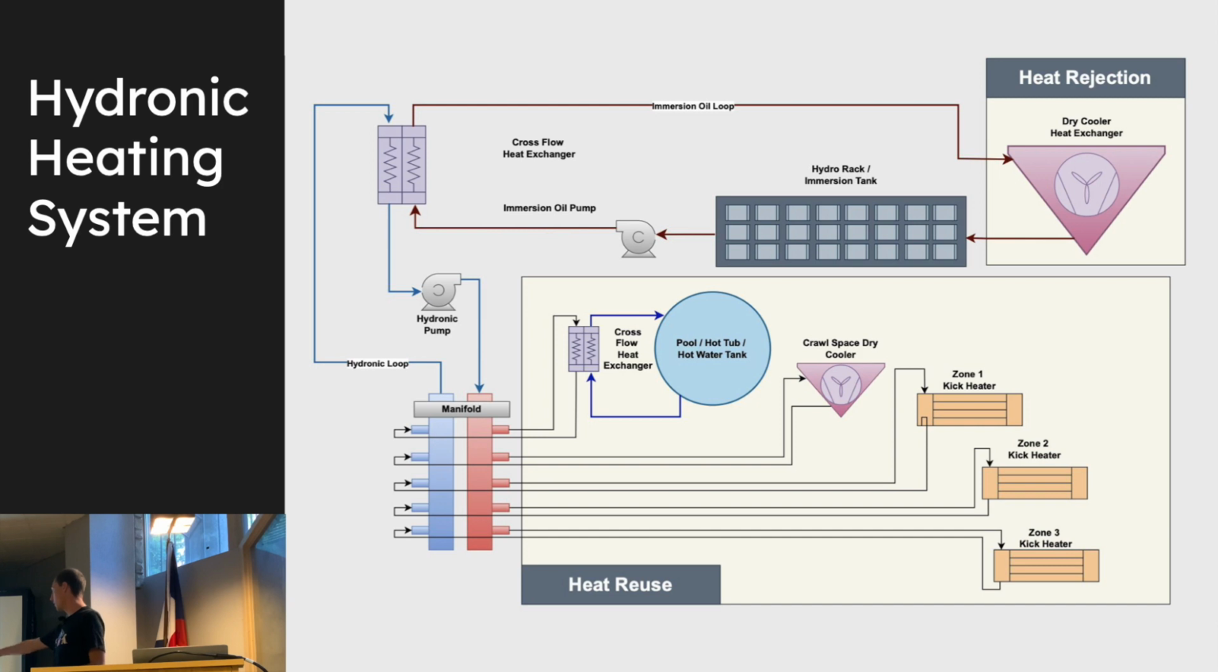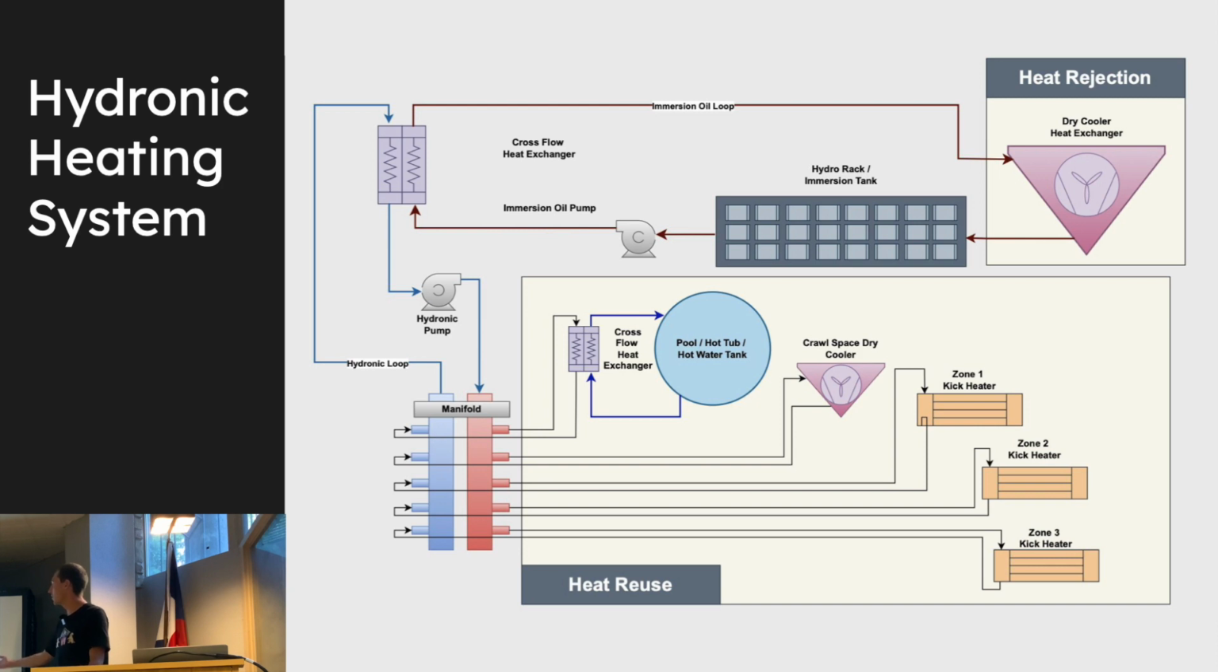The second one here is maybe a crawl space dry cooler. I was trying to pitch this to my parents because whenever I go home, I have to wear 4 layers of socks because the floor is so freaking cold. They don't have their crawl space insulated. I think that would be awesome. And then maybe some different zone heating, hydronic radiators.